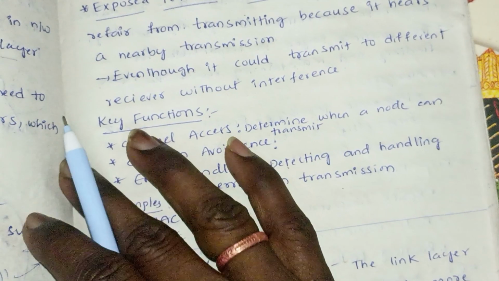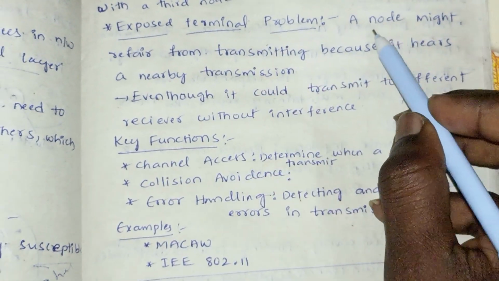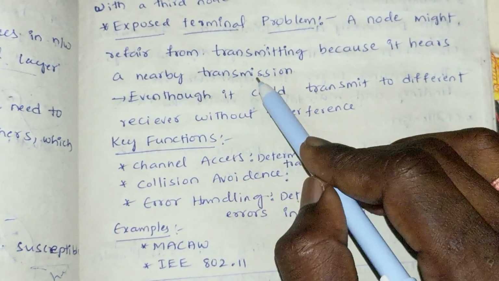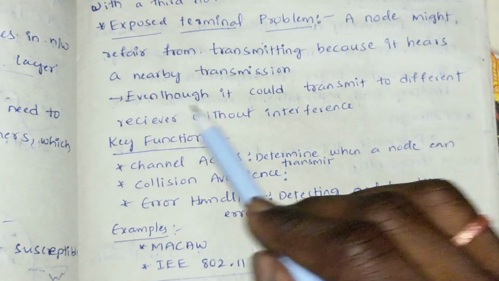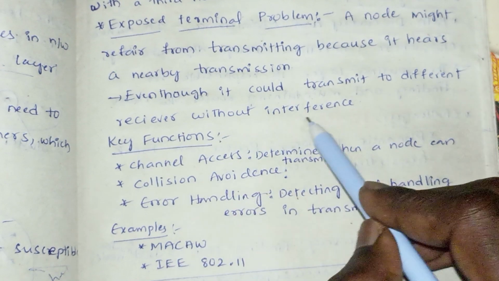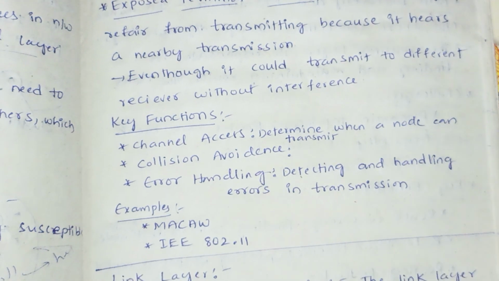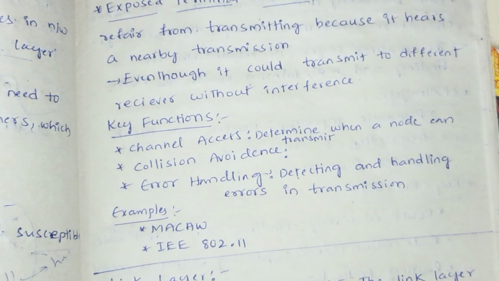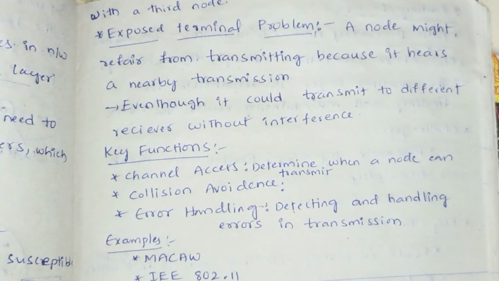Next, the exposed terminal problem. In the exposed terminal problem, a node might refrain from transmitting because it hears a nearby transmission, even though it could transmit to a different receiver without interference. Different receivers could receive the data without interference. That is the exposed terminal problem, and it is also one challenge of the MAC layer.